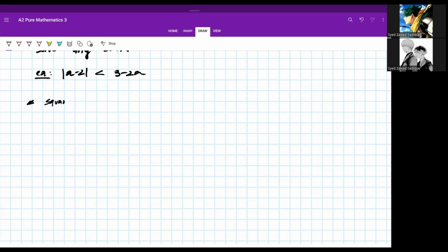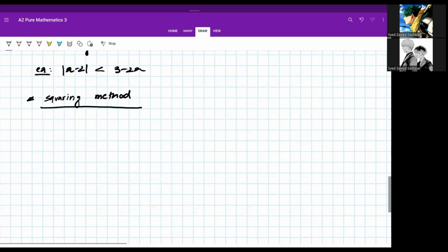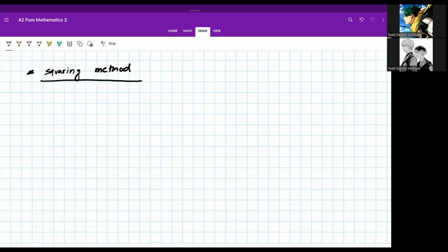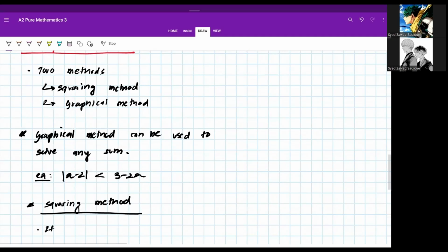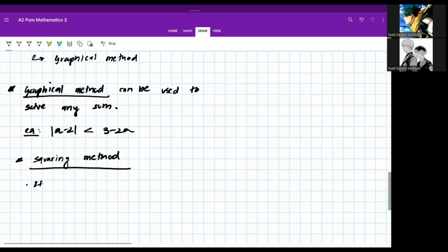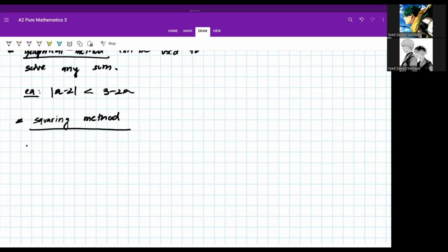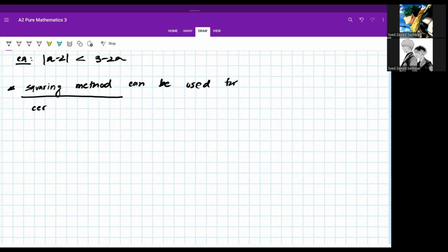So squaring method, the squaring method can be used for certain types.